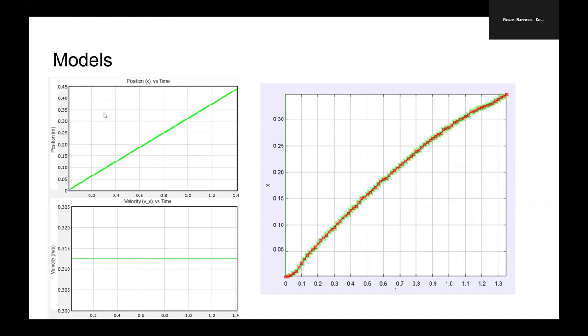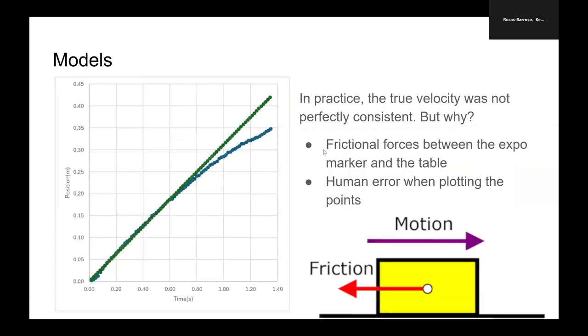And so here on the left-hand side, we see the two graphs that GlowScript provided for me when I ran the code. And then here is the graph that Tracker provided for me once I took all the data points and plotted them into a graph. Once we combine the position versus time graph from GlowScript and the position-time graph from Tracker, we get this graph on the left-hand side. We see that the actual graph that we took from the experiment deviates from the theoretical at a certain point. Some reasons why this happened were frictional forces between the Expo marker and the table and potential human error when plotting the actual points.